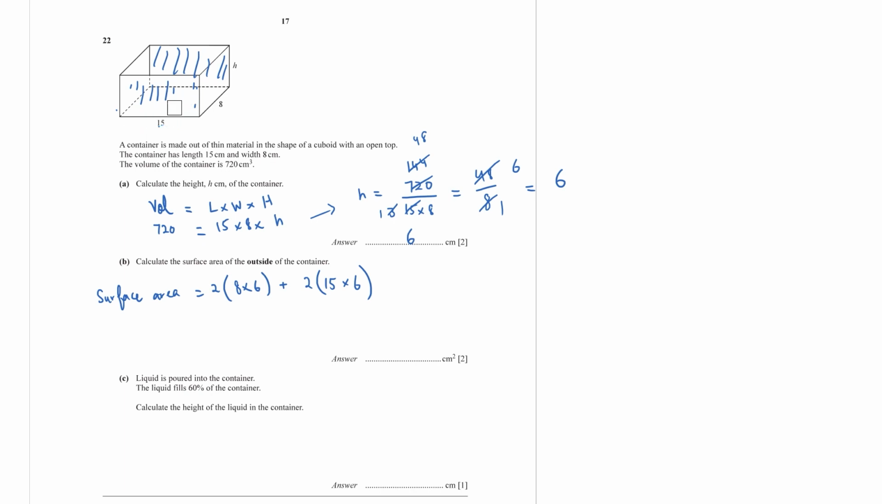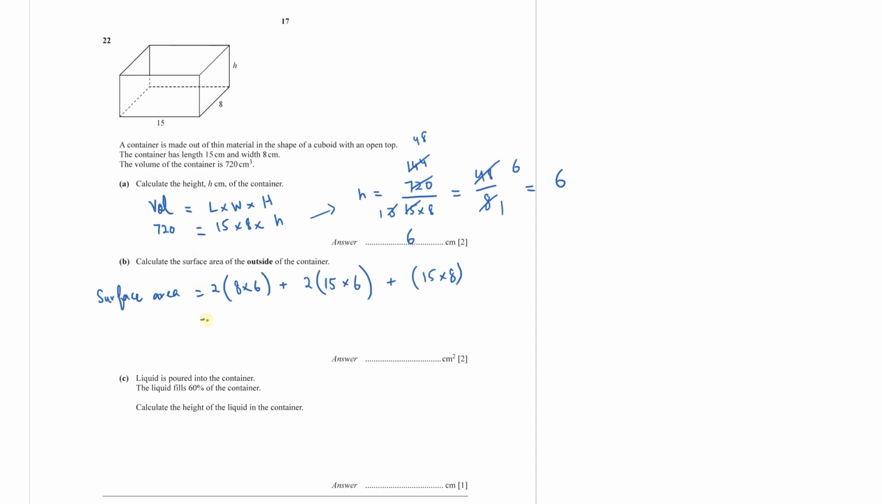Now let's look at the bottom. So this is your bottom here, and this is represented by 15 here and then 8 here. So this is 15 times 8, and I do not multiply it by 2 because the top is open. So the top is open, so that will not be included in the surface area of this container. So these are all the sides.